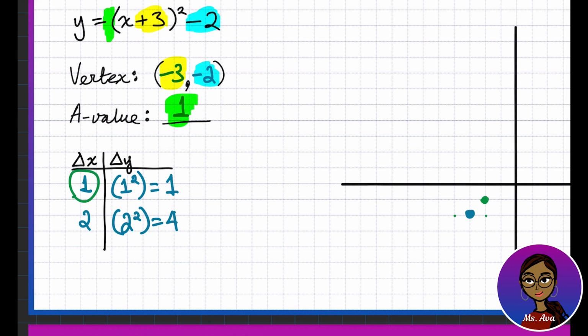And then same thing on the other side, it's going to be like that. Then for the next point, if we go 2 units to the right of the vertex, so right there, then we have to go 4 units up. And then same thing on the other side. If we go 2 units to the left, we're going to go 4 units up. And so that gives you all the points that you need, or enough points to create this parabola right there.